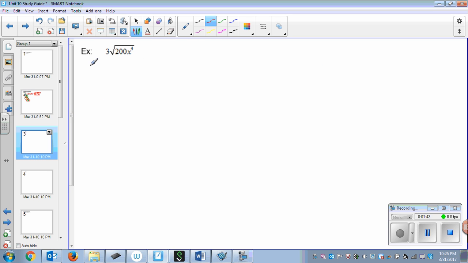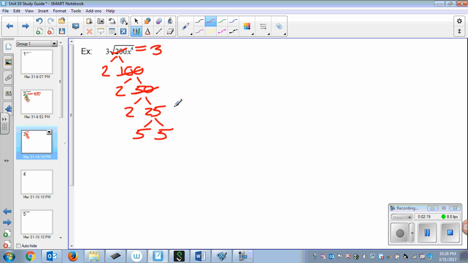Let's try another one. So I've got 3 times the square root of 200x to the 4th. What I would do on this when you have something outside is, so you don't forget, just write it outside immediately before you do your factor tree. So now I've got 200, it's even, so 2 times 100, cross out the 200. 100 is even, 2 times 50, cross out the 100. 50 is even, 2 times 25, cross out the 50. And finally 25 is 5 times 5.